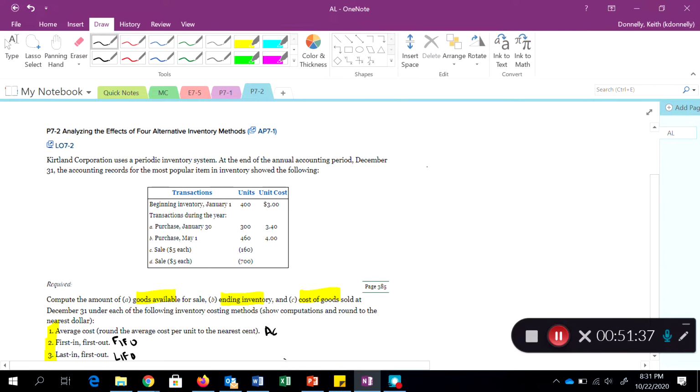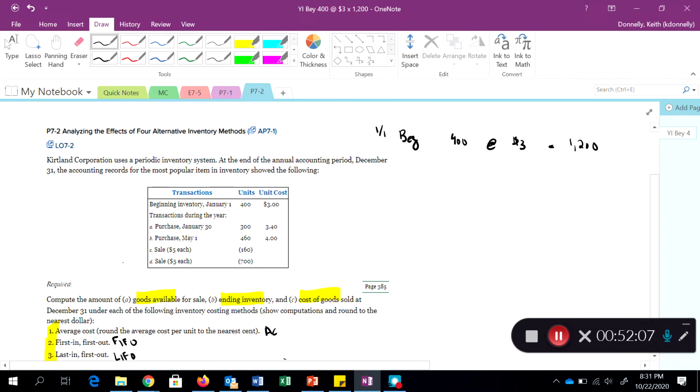So when we look at this, our beginning inventory on 1/1, looks like we had 400 units that cost us $3 each. So that's $1,200 total.